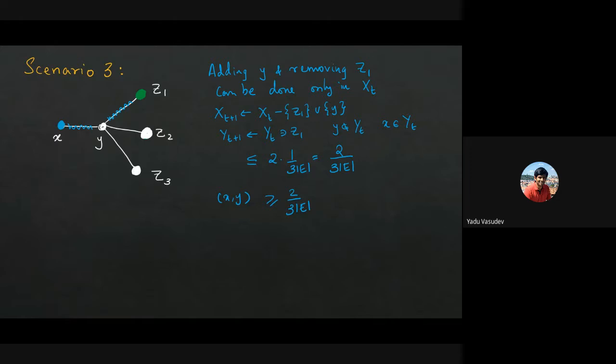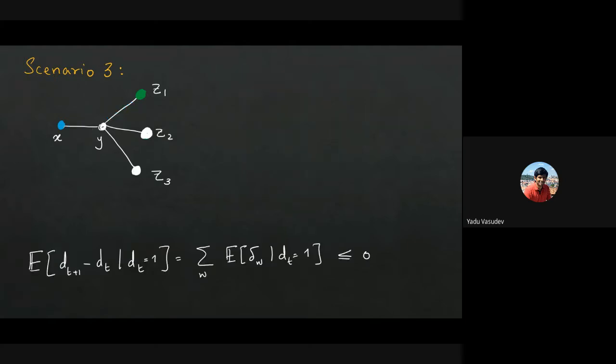So what it means is that whenever there is a move that is increasing the value of dt plus 1, there is a corresponding move that is also decreasing it. So if you take that expectation sum, whenever there is a term which is adding some value into that expectation, you can take the corresponding edge which will decrease that value for you. So in effect, the expected value is not going to increase. In other words, the expected value of dt plus 1 minus dt given dt is equal to 1 will be less than or equal to 0. It can only be smaller, it cannot increase.